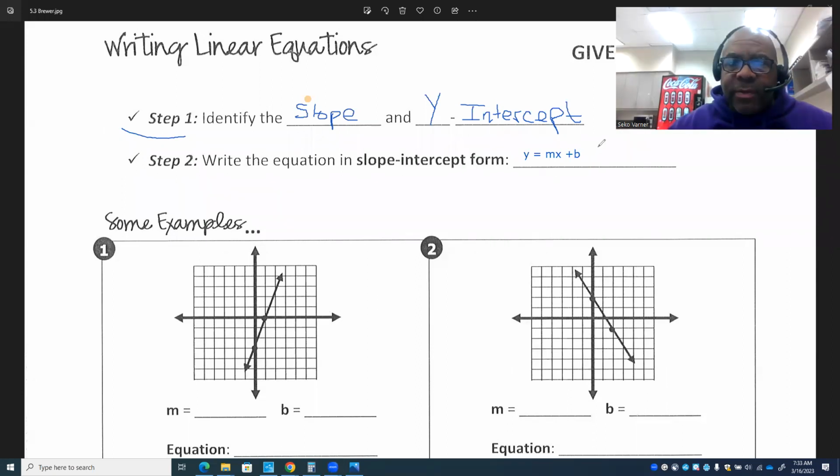So slope-intercept form is this. y = mx + b, where y is the y value, m is the slope, x is the x value, and b is the y-intercept.